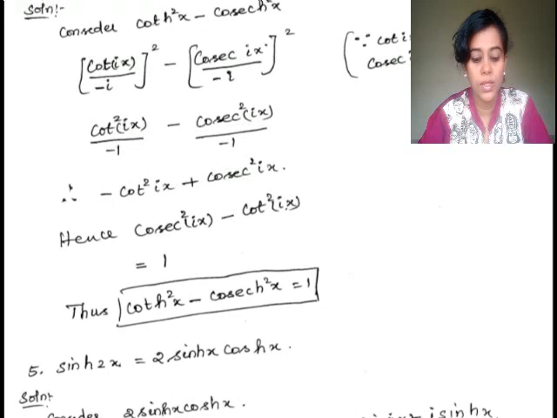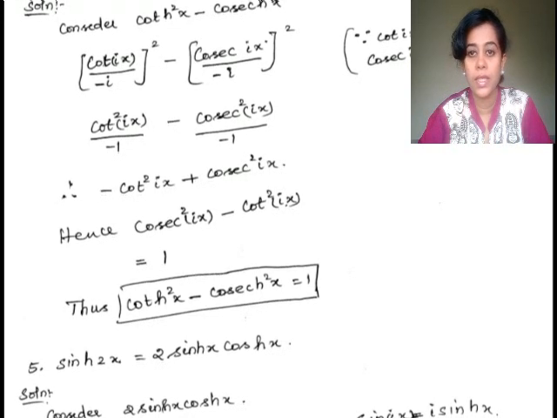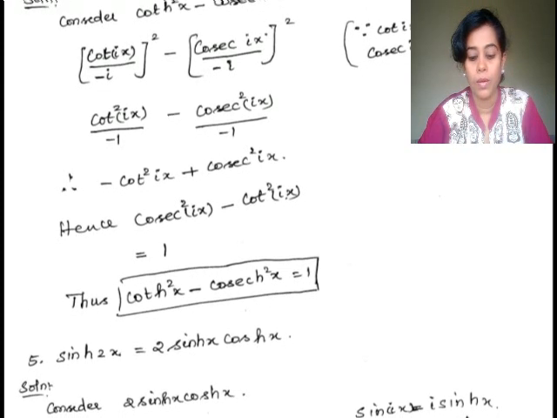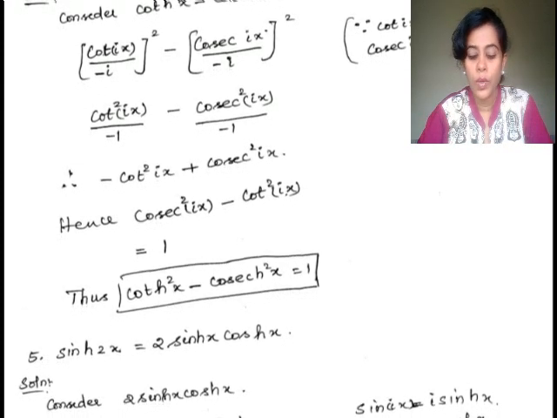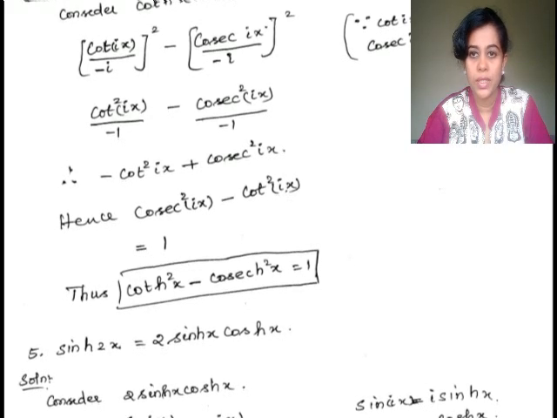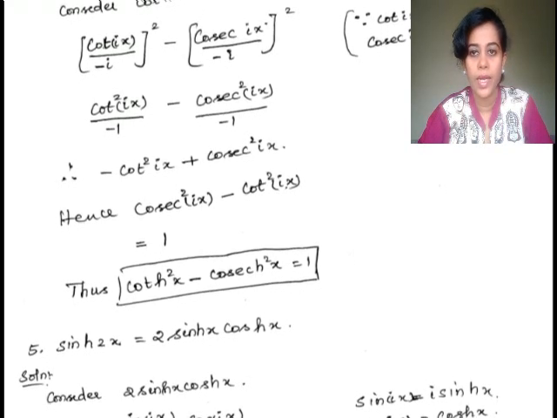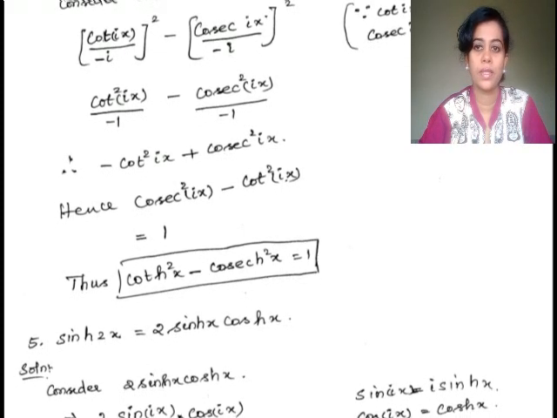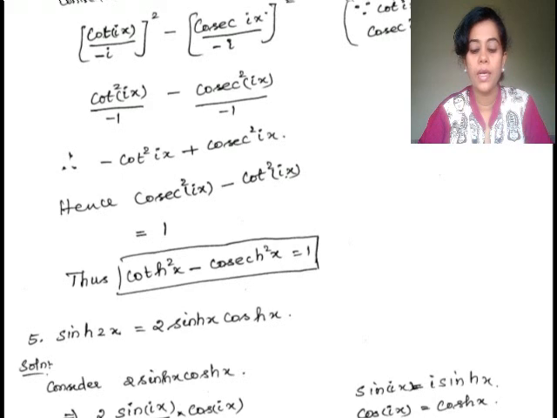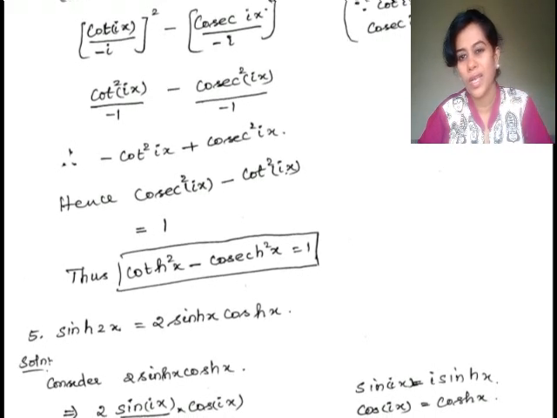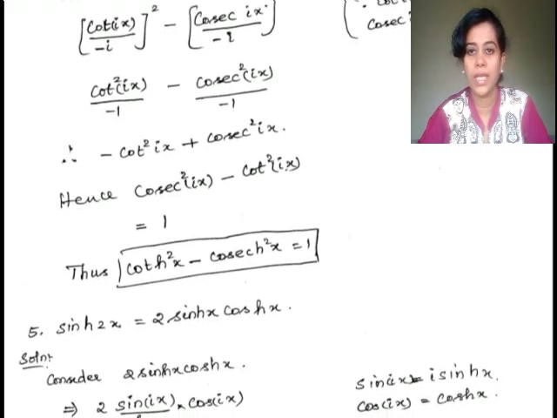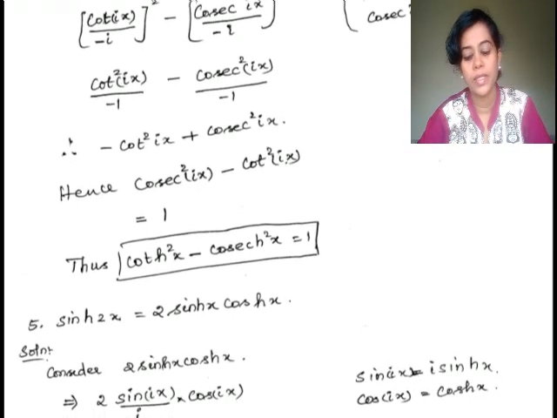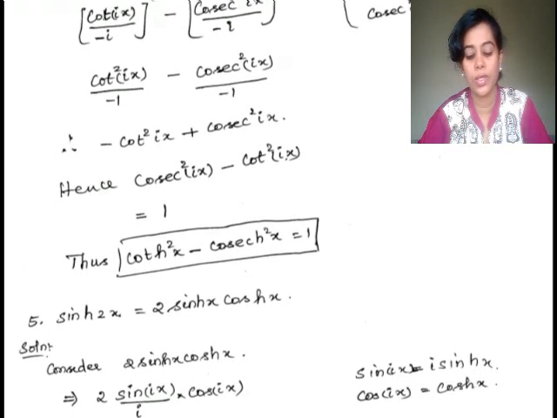So next we are going to discuss the fifth result, sinh 2x equal to 2 sinh x cosh x. And we all know the trigonometrical identity sin 2 theta is equal to 2 sin theta cos theta. And here we are going to prove the similar hyperbolic identity. Here we are going to consider the right hand side, because we are always considering the expanded form. The right hand side says that it is 2 sinh x cosh x.